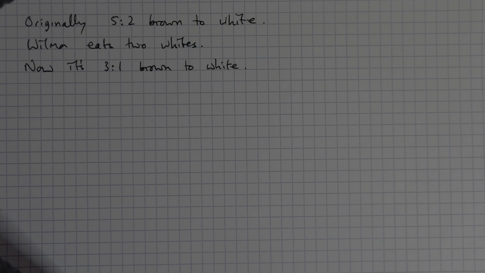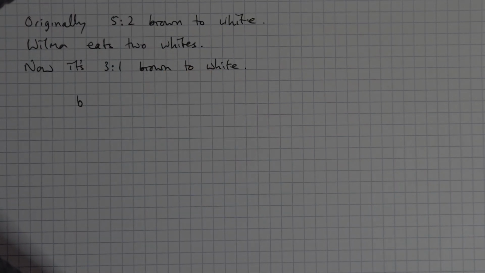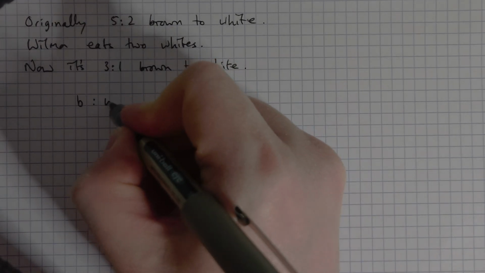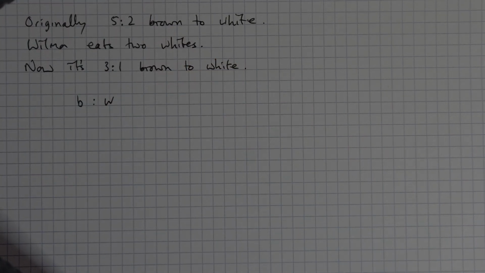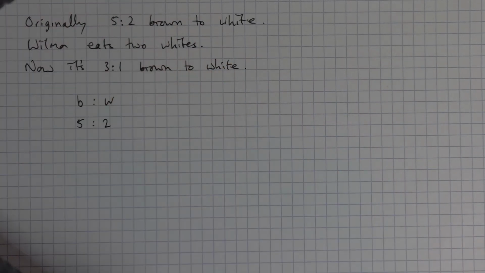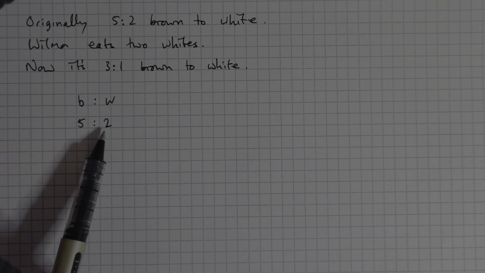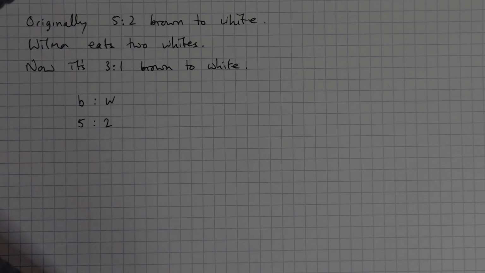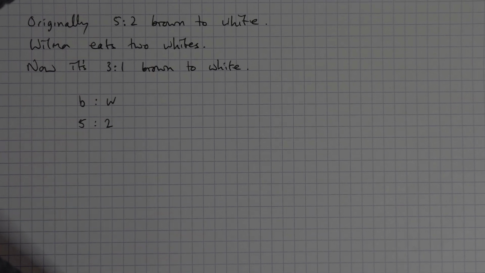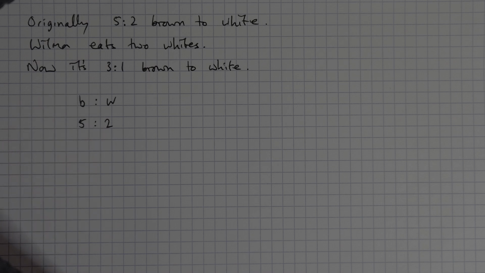The way I might approach this is I say, well, I don't know how many browns there were originally, and I don't know how many whites there were originally. So let's say that B represents how many browns there were originally, and W represents how many whites there were originally. I've got absolutely no idea what these two numbers are, but I do know that they were in the relationship 5:2. So maybe there were 15 browns and 6 whites. That would work, wouldn't it, if you have both sides times by 3? But I've no idea what B and W are. Maybe it's 50 and 20. Okay, I really don't know.